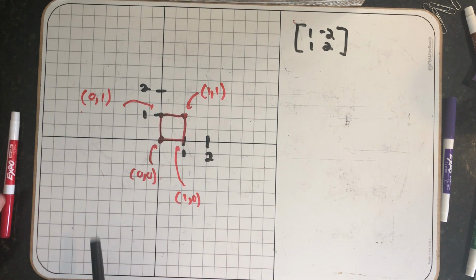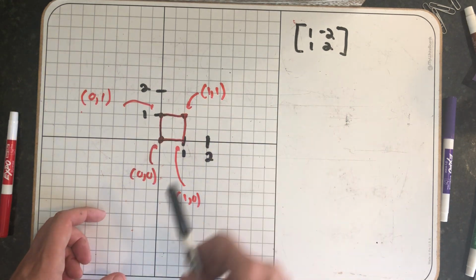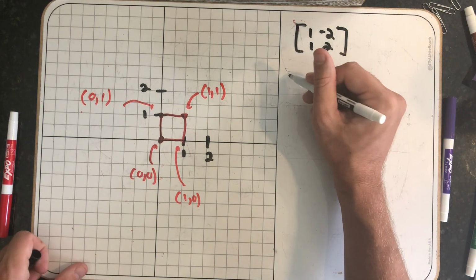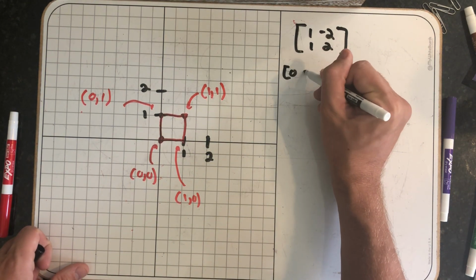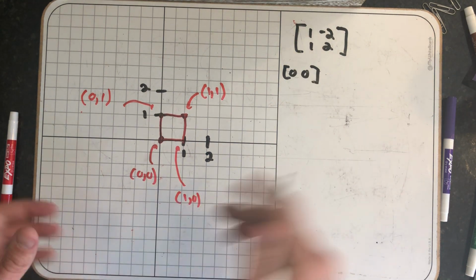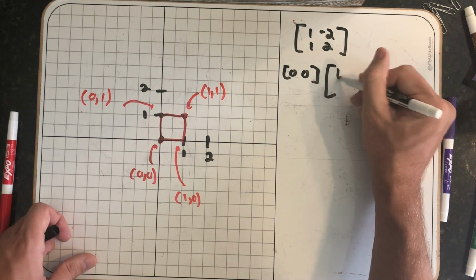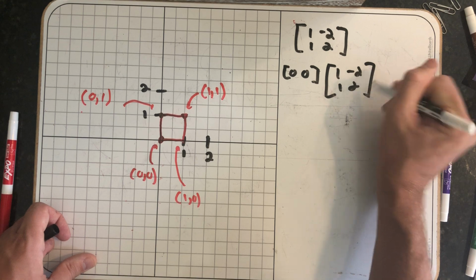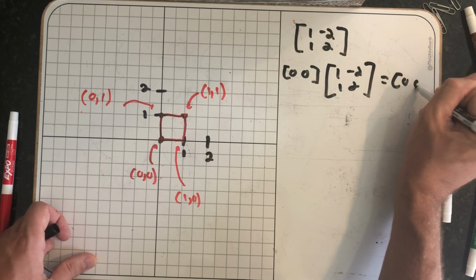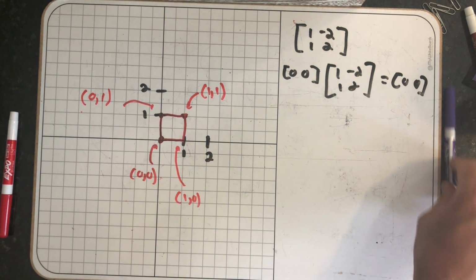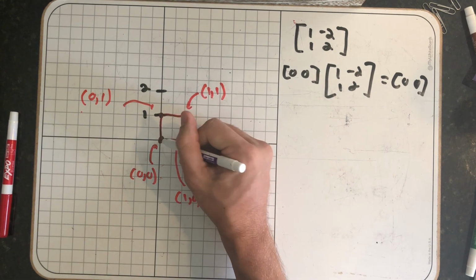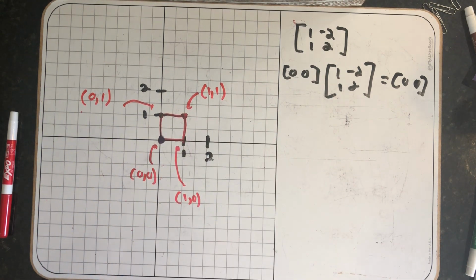So let's start with the origin. I'm going to take the origin, multiply it by this matrix and see what happens. So think of the origin as a row matrix. Multiply by 1 minus 2, 1, 2. And I get out the origin. Not a very interesting transformation on the origin. This red dot gets moved nowhere to that purple dot.